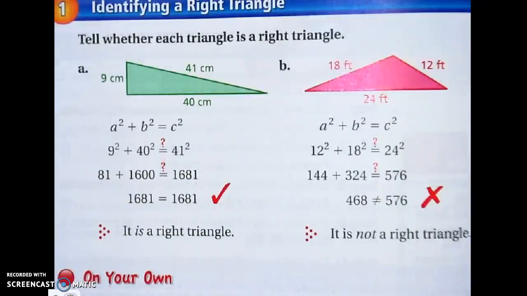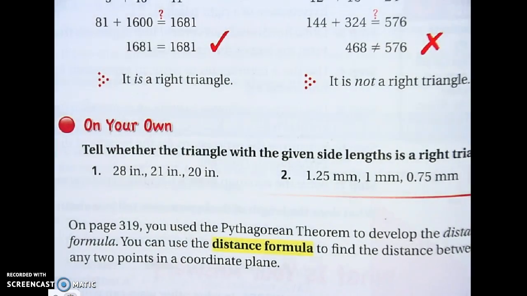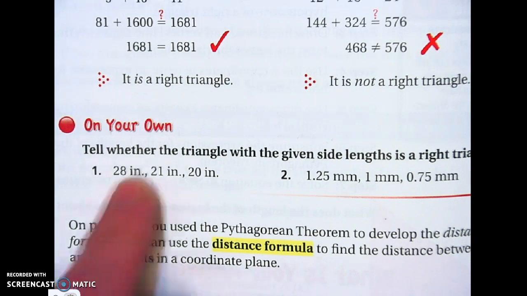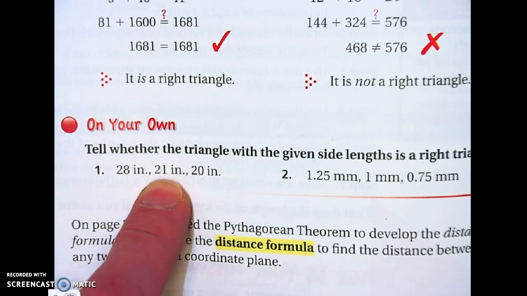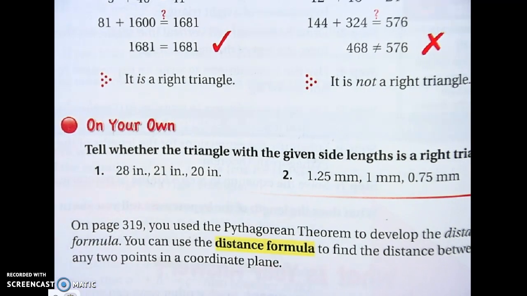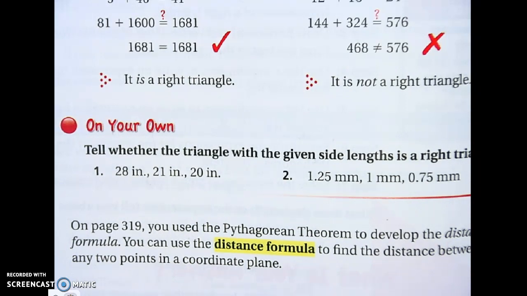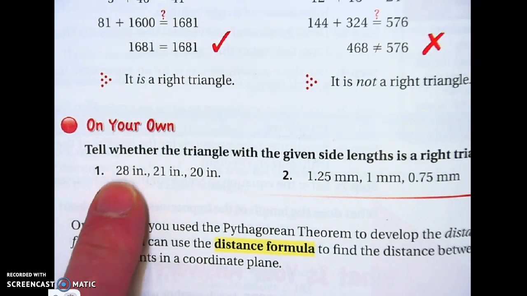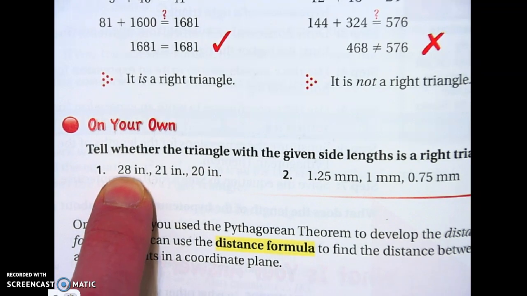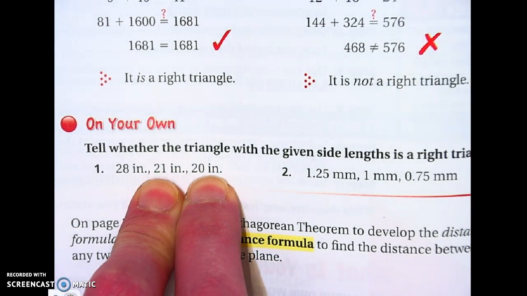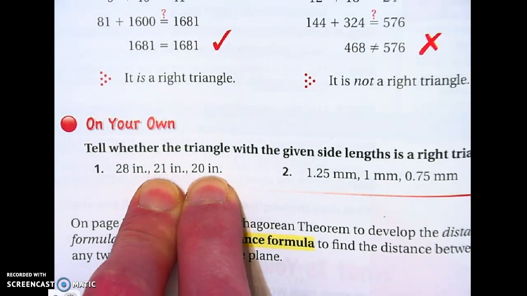Sometimes you won't even have a picture. Sometimes you will just have side lengths given, like 28, 21, and 20. How do you know which ones are the legs and which one is the hypotenuse? Well, the longest side is always the hypotenuse, so I know 28 is the hypotenuse if this really is a right triangle, and 21 and 20 are the legs.